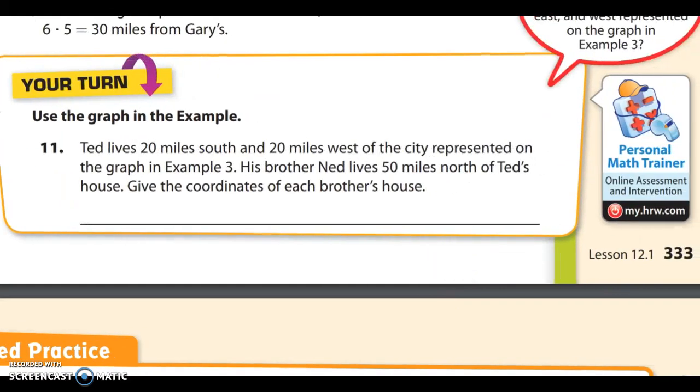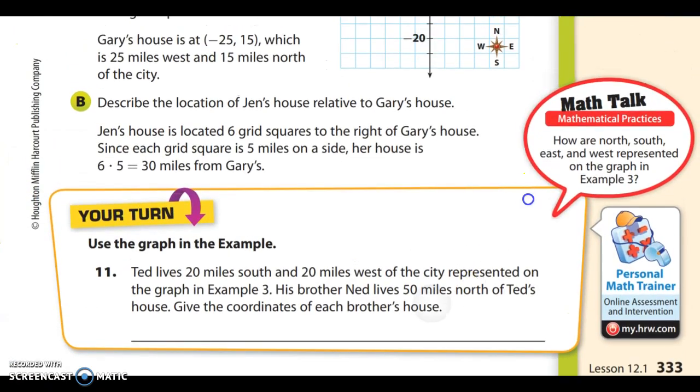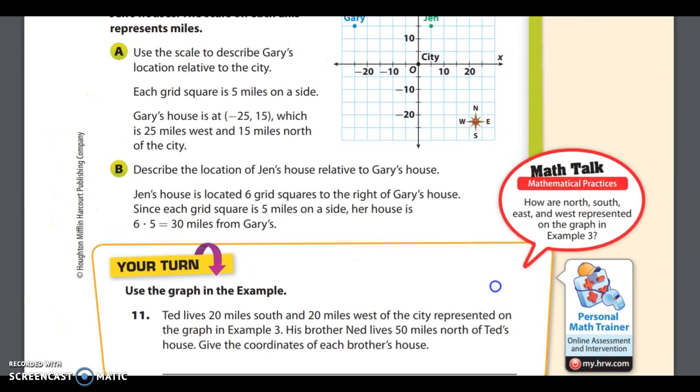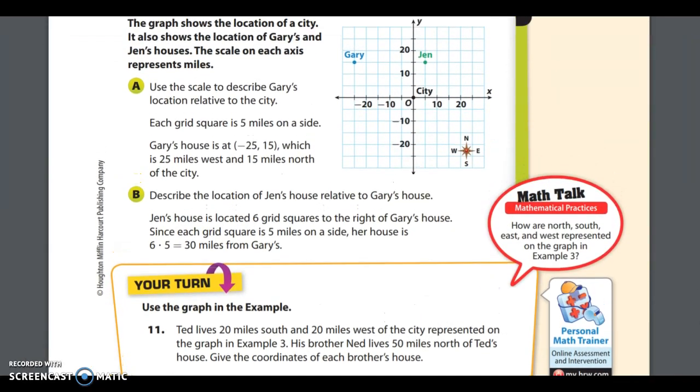Number 11, it reads, use the graph in the example. Ted lives 20 miles south and 20 miles west of the city represented on the graph in example 3. His brother Ned lives 50 miles north of Ted's house. Give the coordinates of each brother's house. So here's what we're going to do. We have to know a couple things. I need to make this kind of small for a minute just so we can see everything. We have to know what south and west are, and luckily we have a compass rose right here. South would be down and west would be to the left.